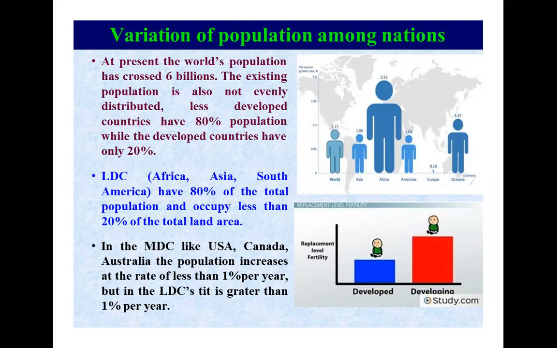In the MDCs, like USA, Canada, and Australia, the population size is increasing at a rate of less than 1% per year. But in the LDCs, it is greater than 1% per year. So, with the help of this diagram, you can see the population increase in percentage in developed countries and in developing countries.